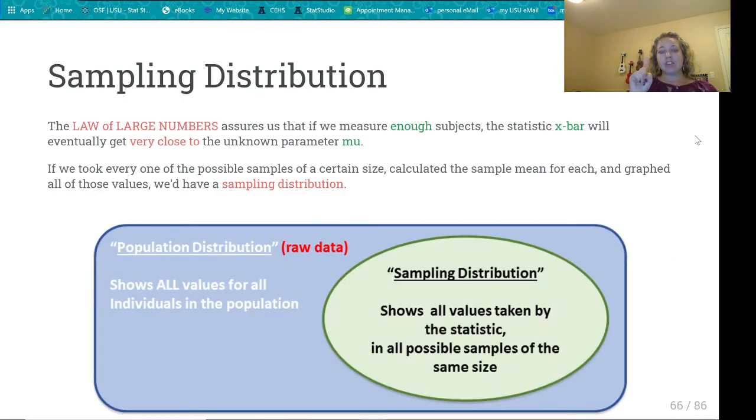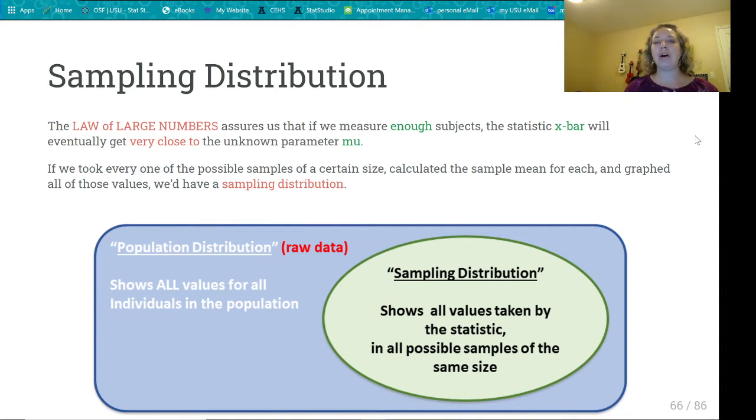So this is the first law we are going to learn. So in science, a lot of times we have hypotheses, we have postulates, we have theories, but this is a law, meaning like law of gravity. Very few laws in science. The law of large numbers tells us if we measure enough subjects, and that "enough," I'm going to put in quotes because it means slightly different things in different situations, but if we have a big enough sample, the sample statistic X bar mean will be very, very close to the unknown population mean mu.